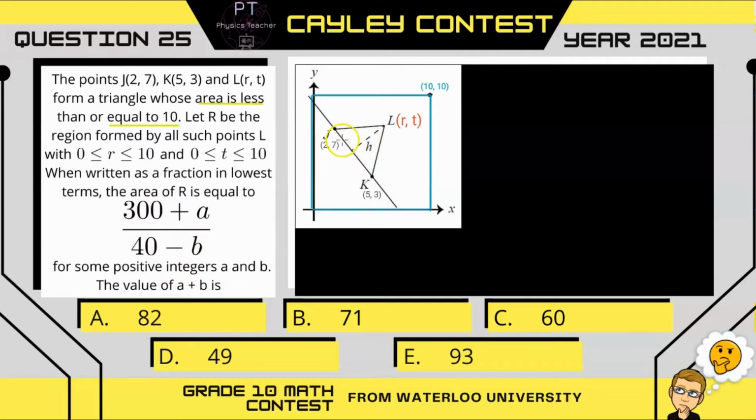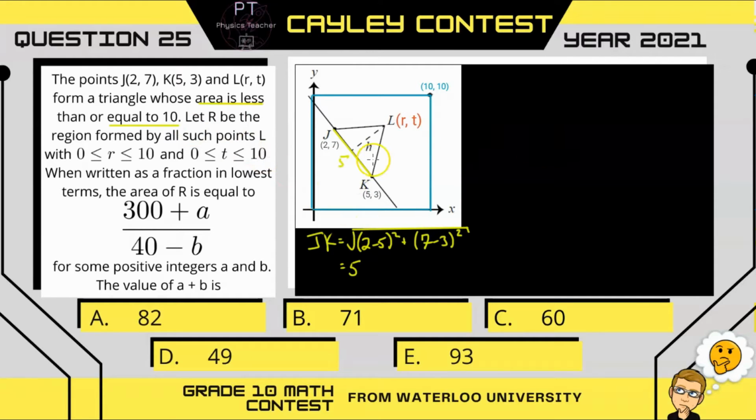Alright, so let's start by finding the distance between J and K. To find the distance, we can use the Pythagorean theorem, or the distance formula. So JK is going to equal the square root of 2 minus 5 squared, plus 7 minus 3 squared. I'll take the difference of our x coordinates and the difference of our y coordinates, and we end up with 5. So this distance here is 5.